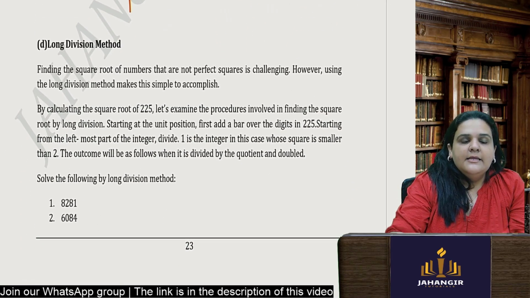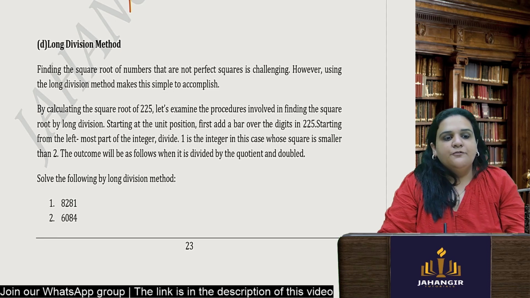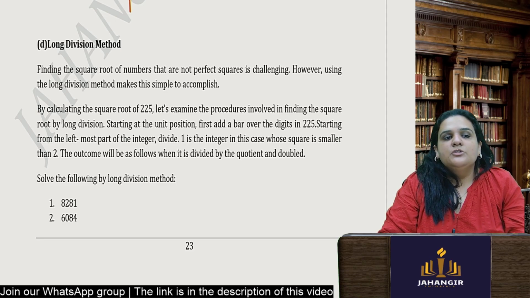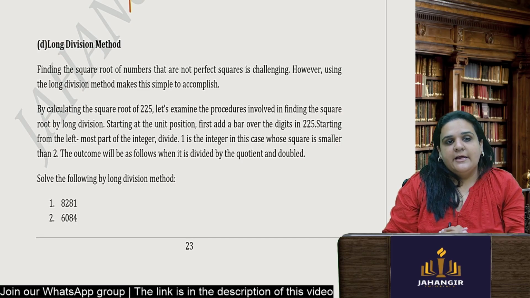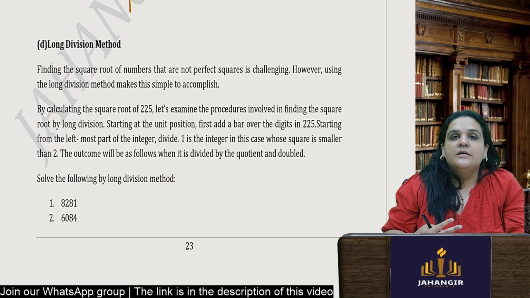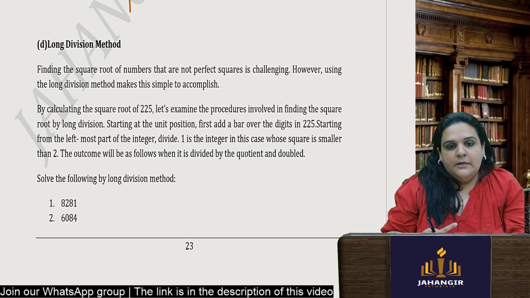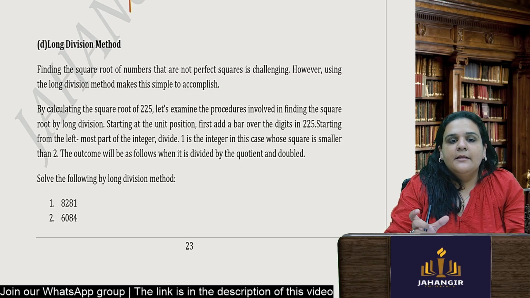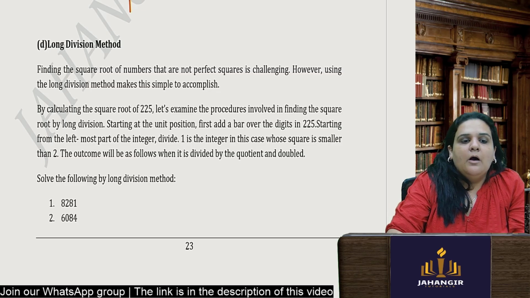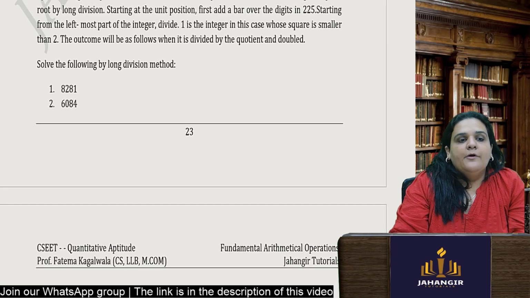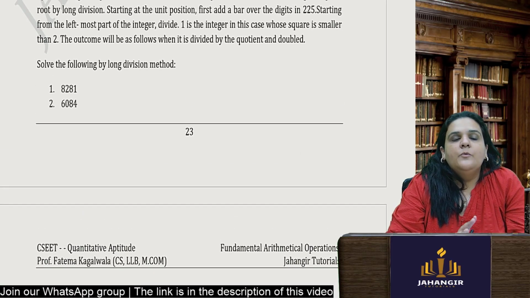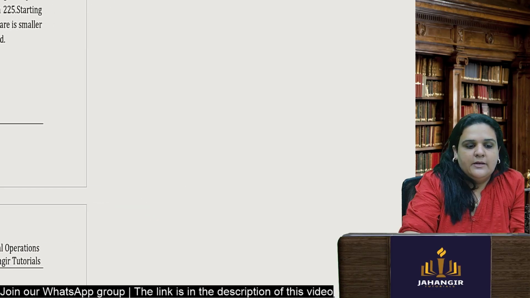Now similarly we can use the long division method to find the square root. Finding the square roots of numbers that are not perfect squares is also very challenging, so we generally try to use the long division method. When there are big numbers, we try to use the long division method. Now how do we solve these types of sums? I am going to solve 8281 first. So let's begin here.